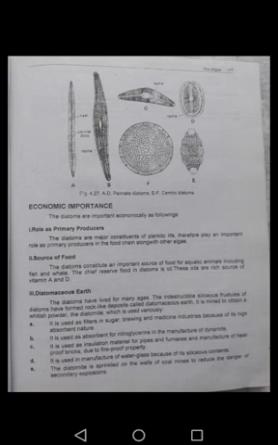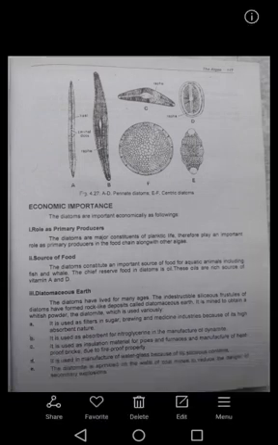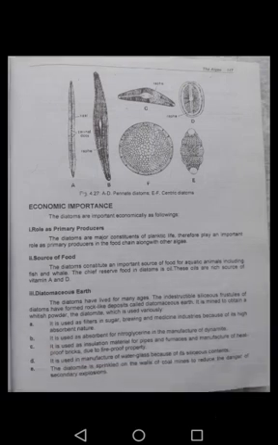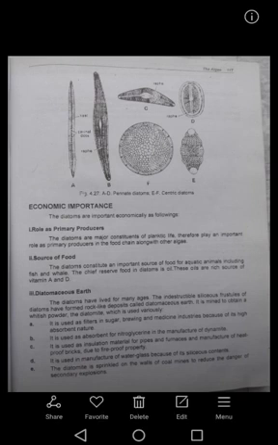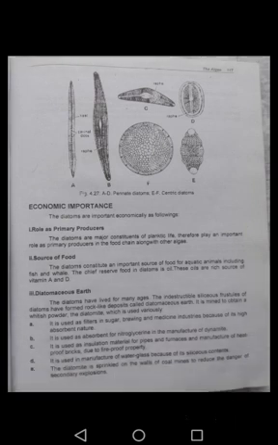अगर हम इसको देखें तो सबसे main इसका role होता है, that is as the primary producer. The diatoms are major constituents of the planktonic life. Therefore, they play an important role as primary producers in the food chain along with the other algae. Source of food: the diatoms constitute an important source of food for aquatic animals including fish and whales. The chief reserve food in diatoms is oil. These oils are a rich source of vitamins A and D.